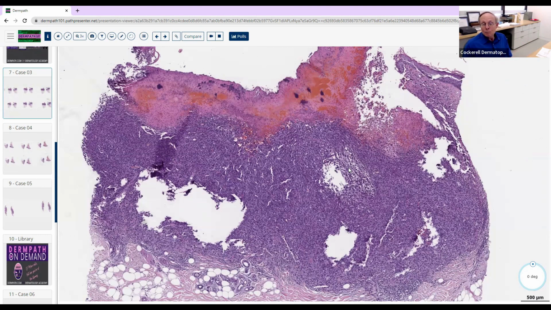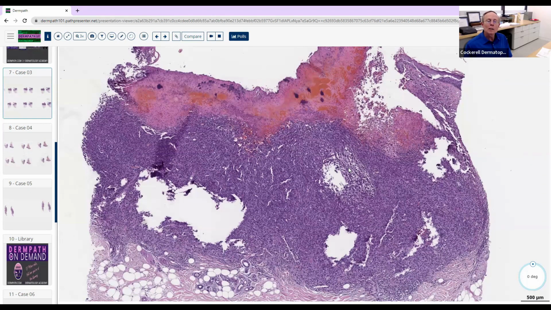And some areas can look pretty bland. They don't really necessarily look atypical. And so if you sample, say, a DFSP by shave technique, you might hit an area that looks myxoid and almost looks neural, and you might get back a diagnosis of a neurofibroma where the patient got a bad neoplasm.